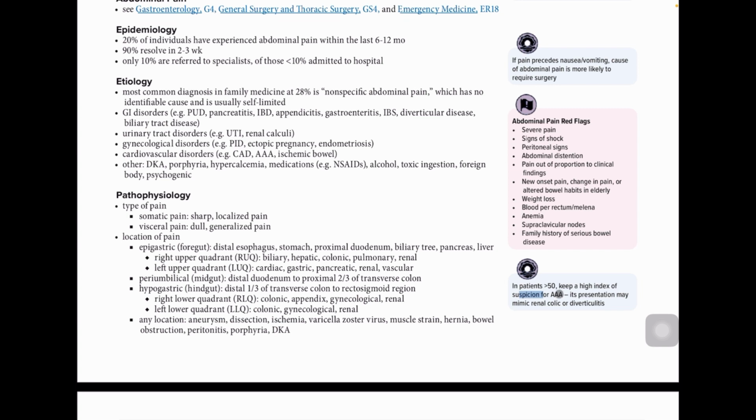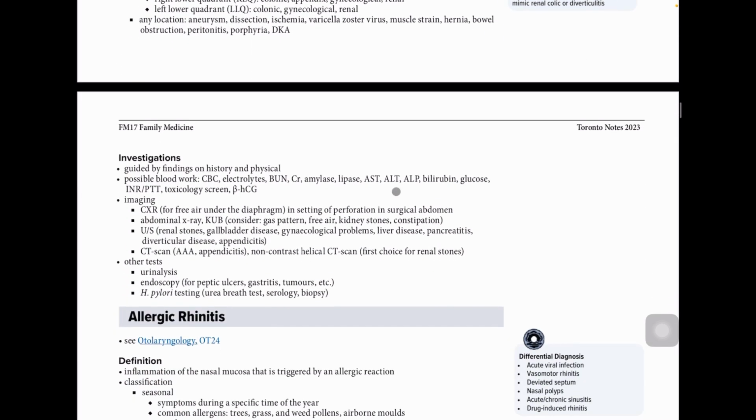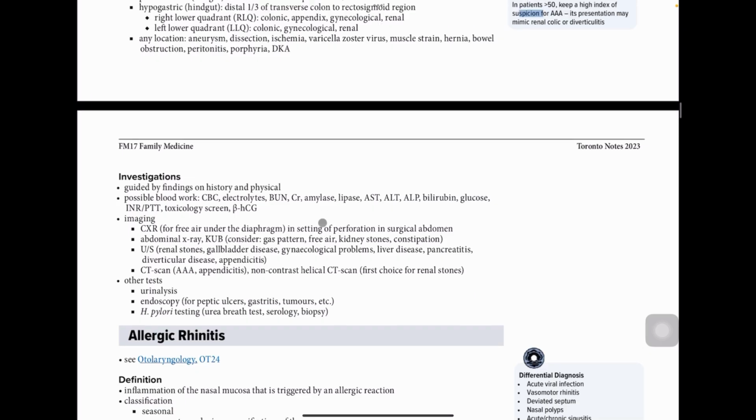If the patient is more than 50, keep a high index of suspicion for abdominal aortic aneurysm. Its presentation may mimic renal colic or diverticulitis. So if a patient is coming to the ER or even a family clinic with abdominal pain, keep a high suspicion of abdominal aortic aneurysm, and its presentation is similar to diverticulitis and renal colic. So this is a kind of twisting pain, where the patient is unable to manage the pain. And then investigations and treatment according to whatever is required.